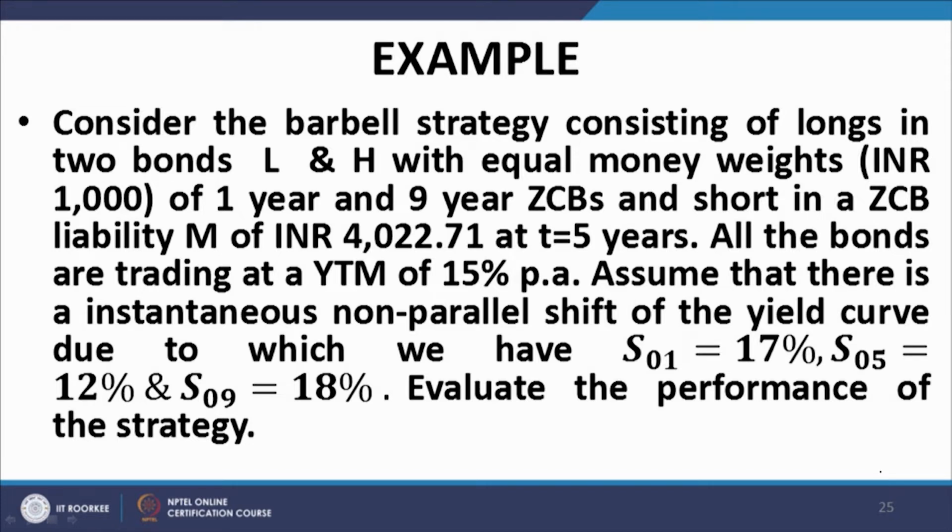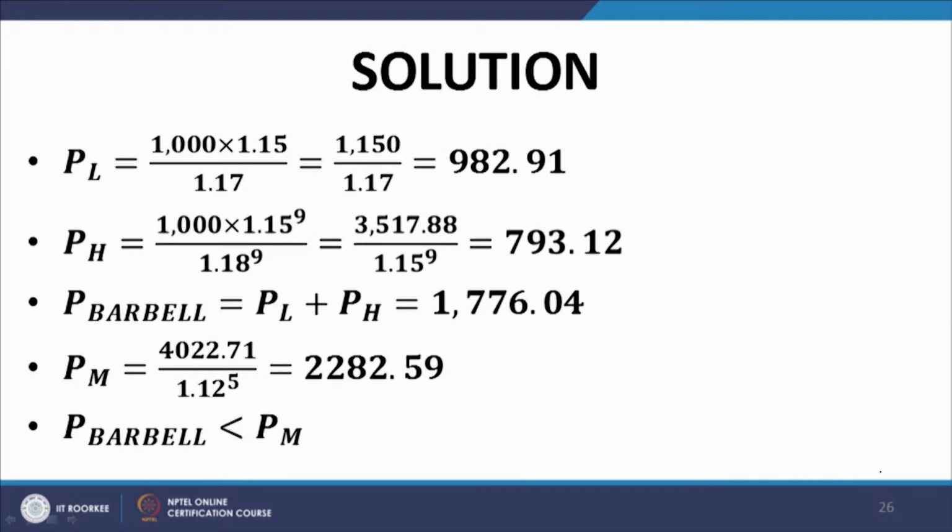Assume that there is an instantaneous non-parallel shift of the yield curve, due to which S01 has gone from 15% to 17%, S05 has declined to 12% from 15%, and S09 has increased from 15% to 18%. So, both S01 and S09 have increased. L has increased by 2% from 15 to 17, H has increased from 15 to 18%, whereas M has decreased from 15 to 12%. Now, let us look at the solution.